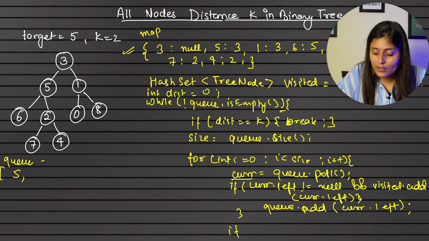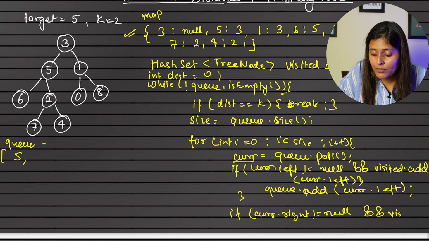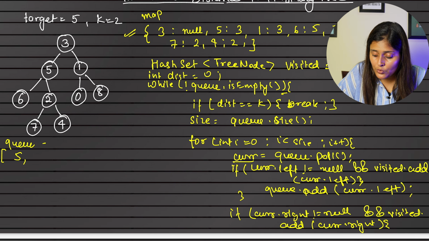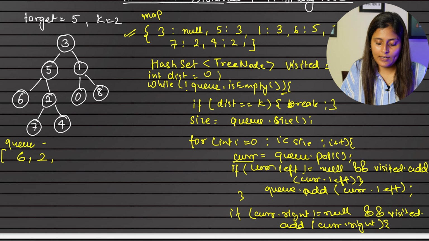Similarly, we have to do it for the right child also. If current has a right child, meaning it is not null, and also if we add current dot right in the visited set and it gets added, it means it was not there earlier. If it is so, then in the queue, please add current dot right child. Done. This was what we have added: first we popped from the queue, and now we have added the children, 6 as the left child and 2 as the right child.